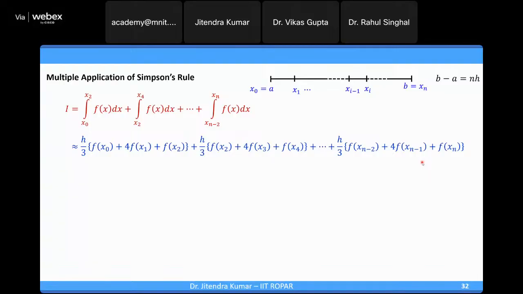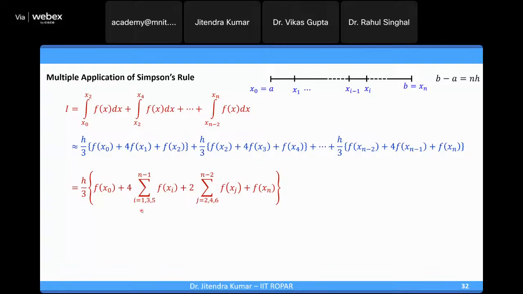That means two intervals. Then you can combine them, because the f(x2) node comes in the first integral as well as in the second one. Similarly, f(x4) will come in the next integral, and so on. So we can have 2 times these, at 2, 4, 6, and so on.